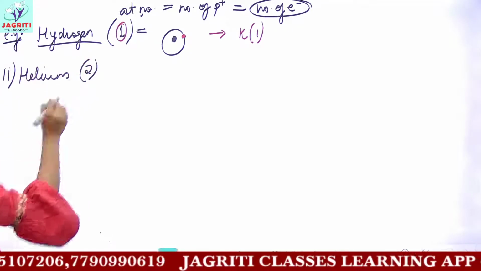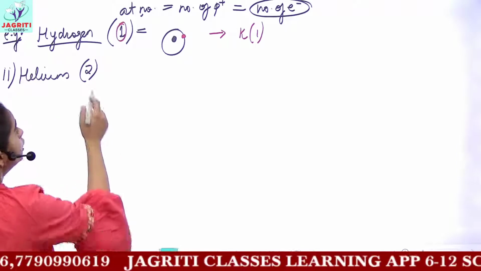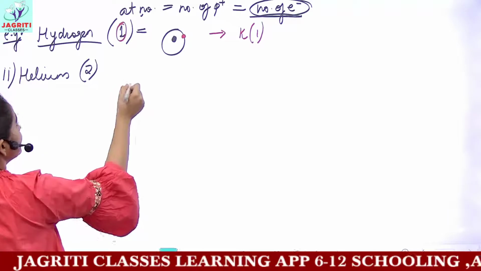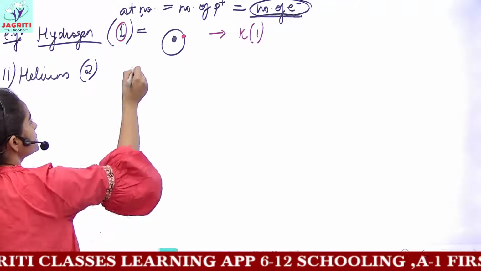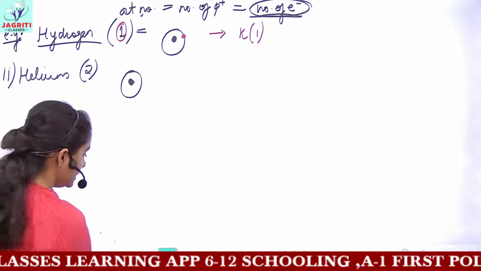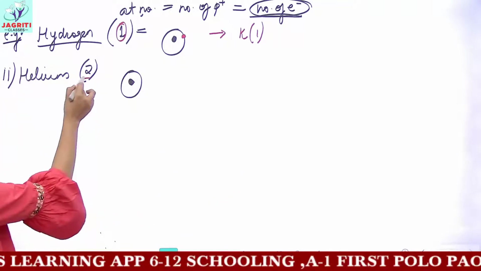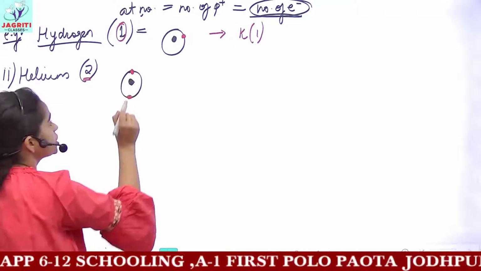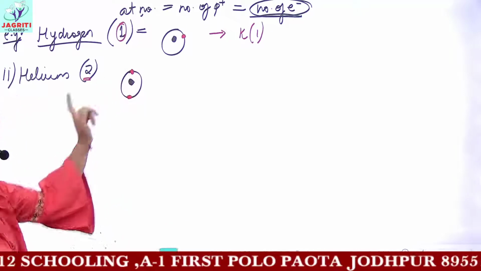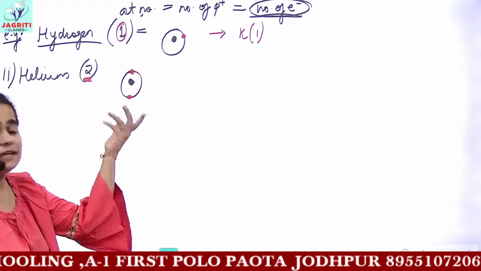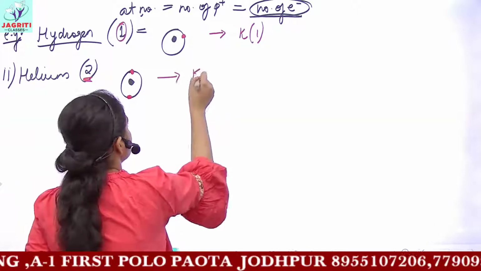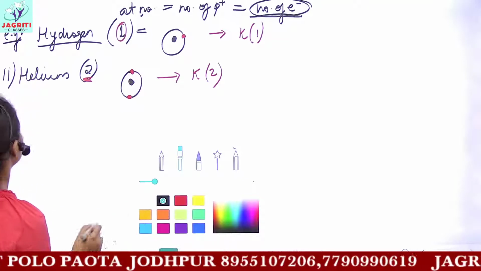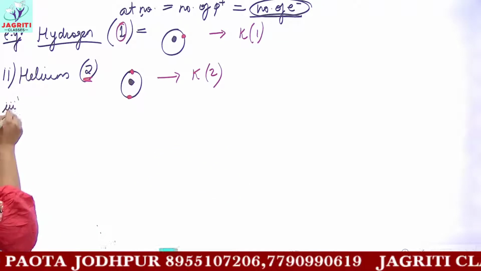Helium has an atomic number equal to 2, which means it has 2 electrons. While drawing the structure, first you draw the nucleus, then you draw the first shell. In the first shell, how many electrons do you have to arrange? 2 electrons. So let's arrange these 2 electrons in the shell. This is what you will get. This would be the structure of helium, that is, the configuration would be K2. That's it.